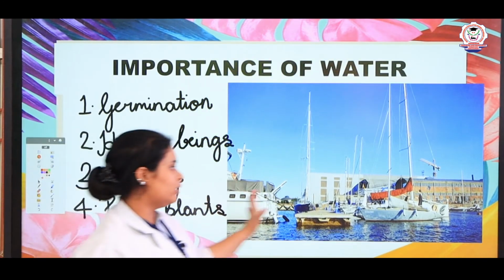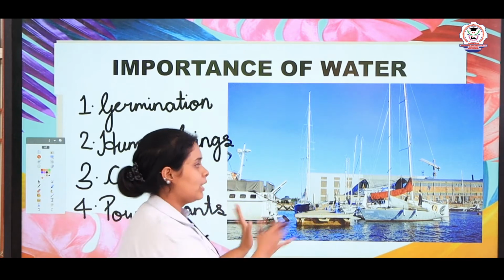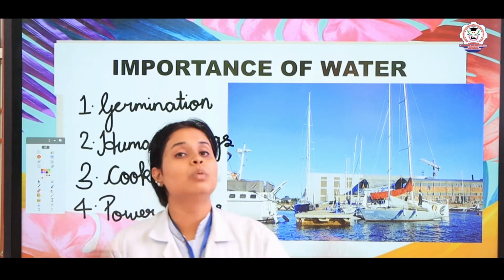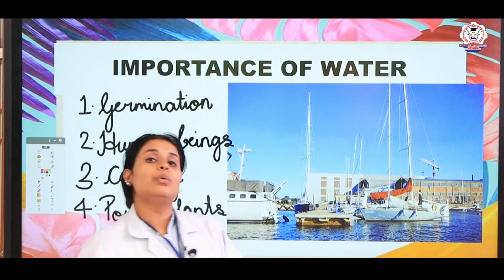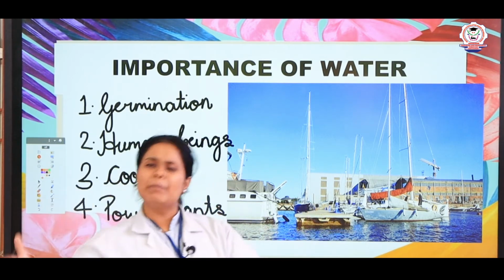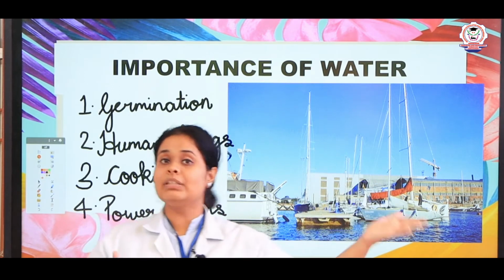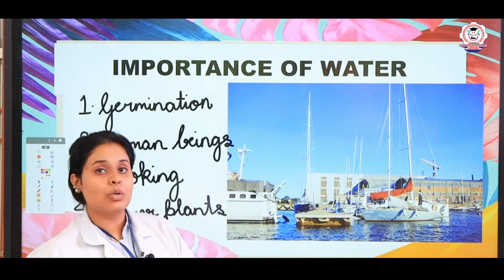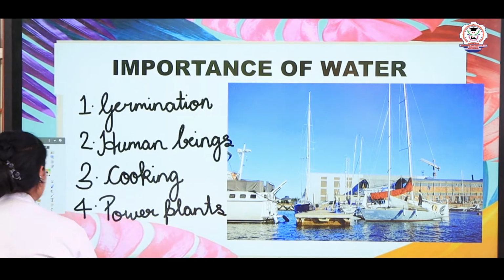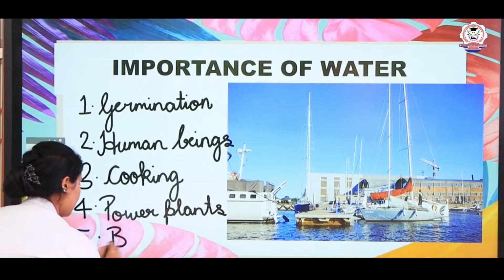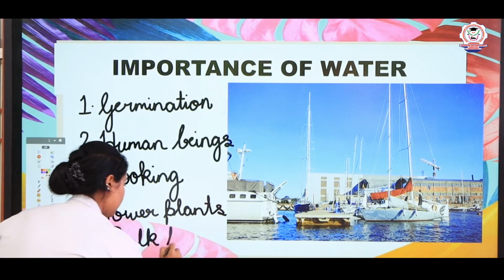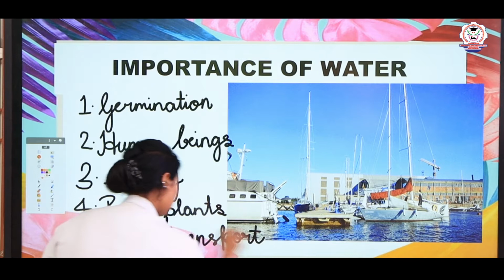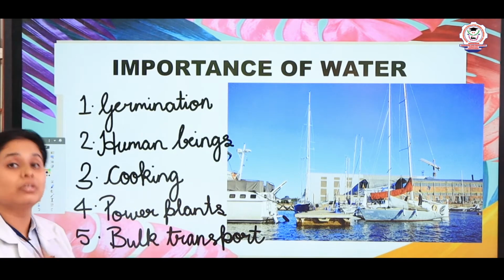And the last one here, what can you see over here, children? Yeah, this is known as a harbor. Here, the transport of bulky items by water sources, by the waterways, is done at the harbor. From here, big things are transported, and even in Chennai we have a water harbor, right? So for bulk transport also we need water. So the last point here is bulk transport. Okay, children, so these are the 5 main importance of water.